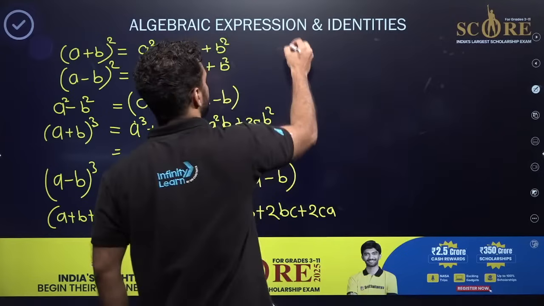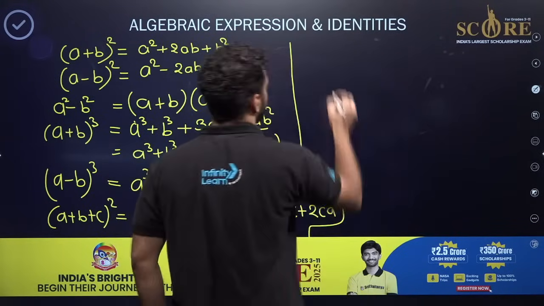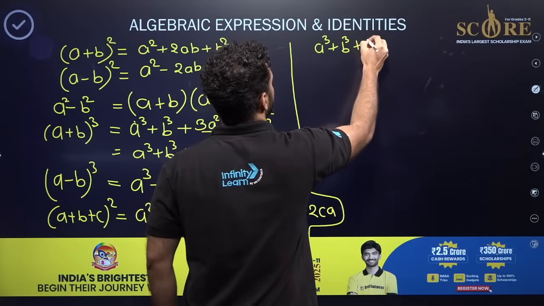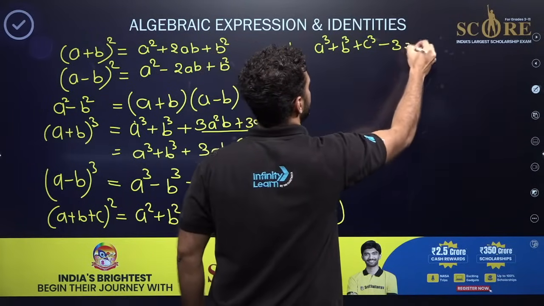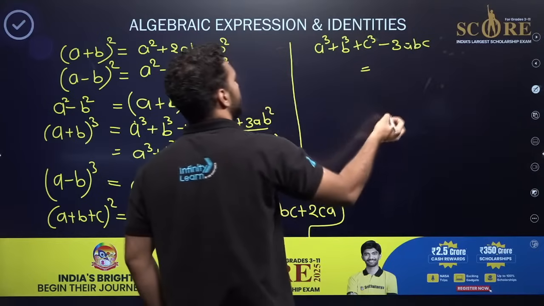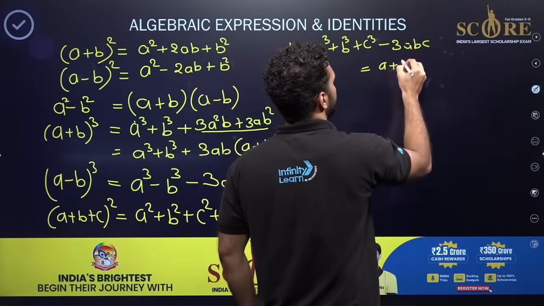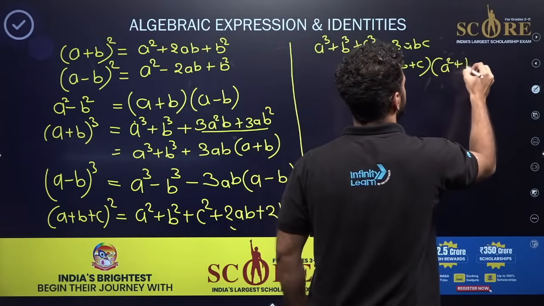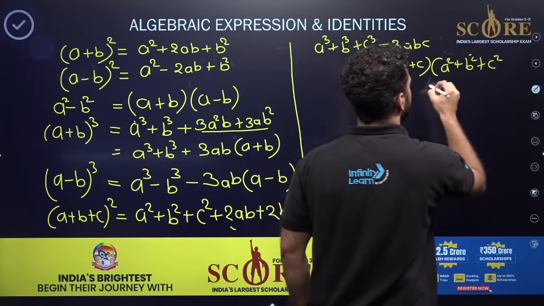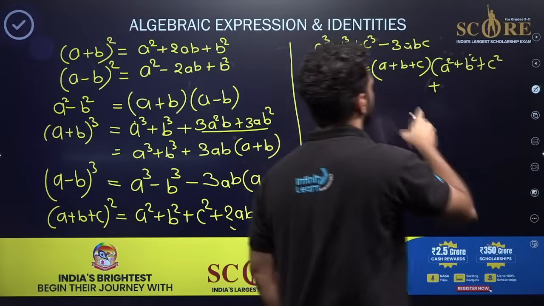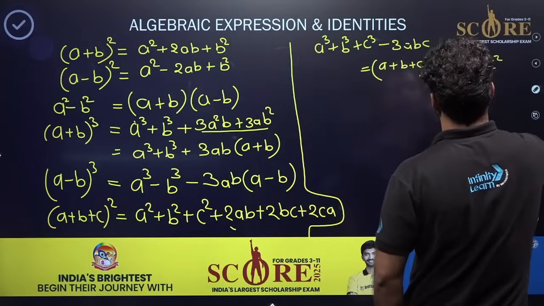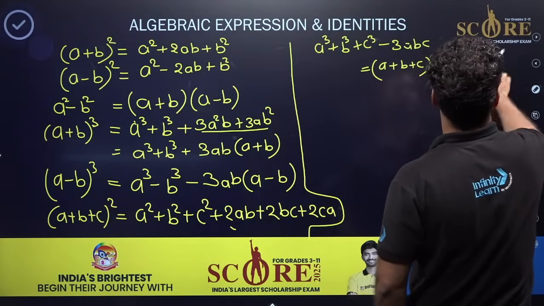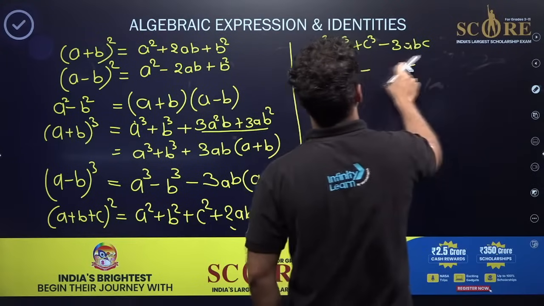And one last thing: a cube plus b cube plus c cube minus 3abc is equal to (a plus b plus c) into (a square plus b square plus c square minus ab minus bc minus ca). I will get negative values. But this one is not much important.